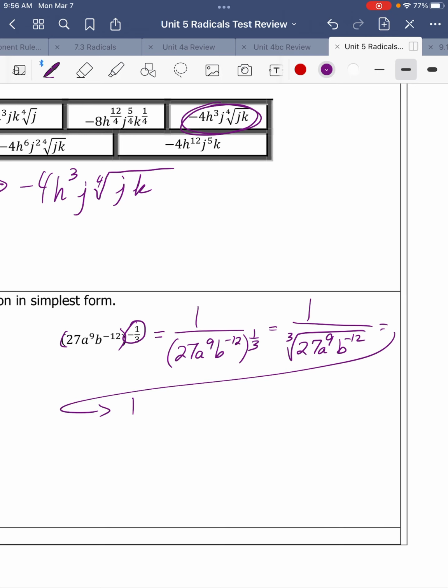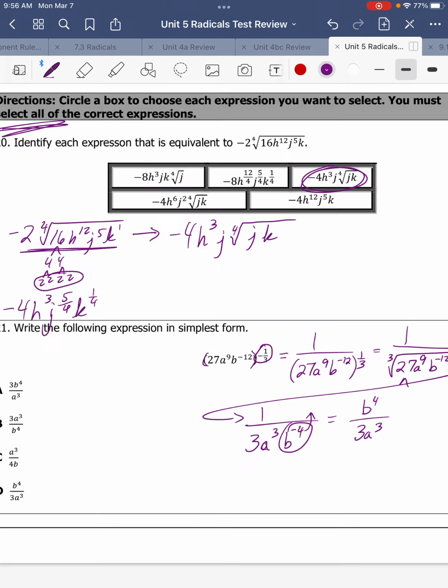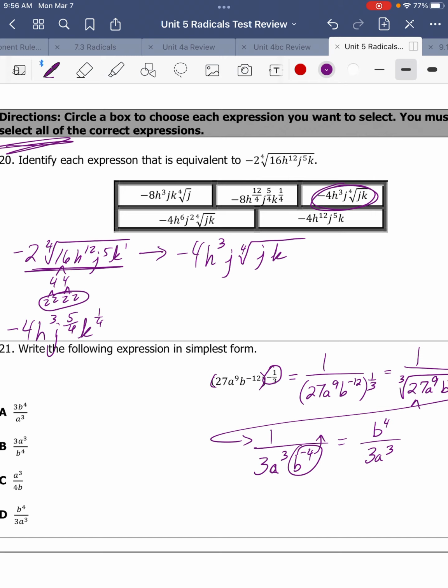Now we're going to simplify this. The cube root of 27 is 3. You can break it down with the trees if you'd like, but it's 3. A to the 9th, there are 9 a's, cube root, so 3 groups. B to the -12, there are 12, so it's 4 groups, so it's -4. I'm going to move that up to the numerator to make it a +4 as an exponent. 3a to the 3rd. Let's see which one that is. So b to the 4th, 3a to the 3rd. There we go, D.